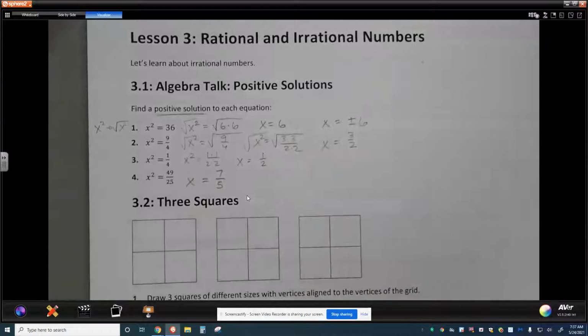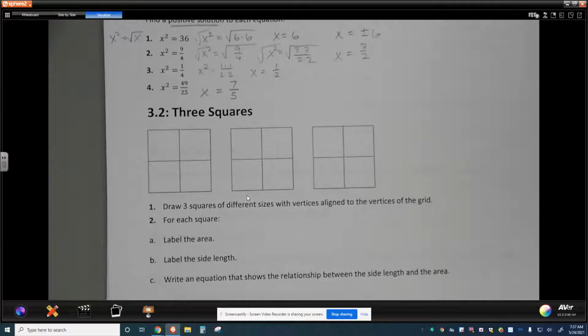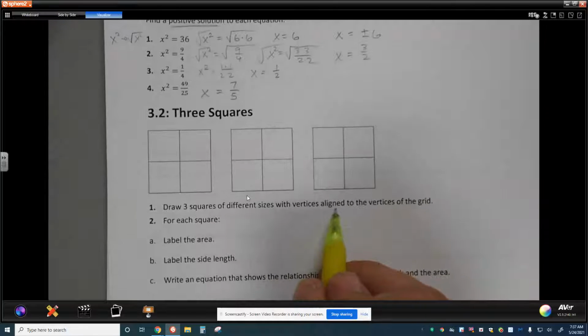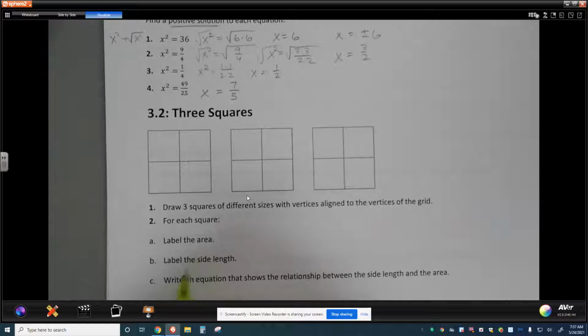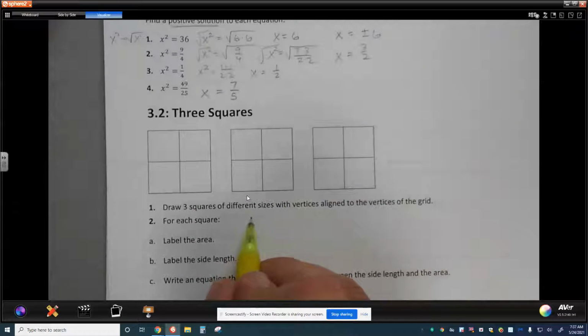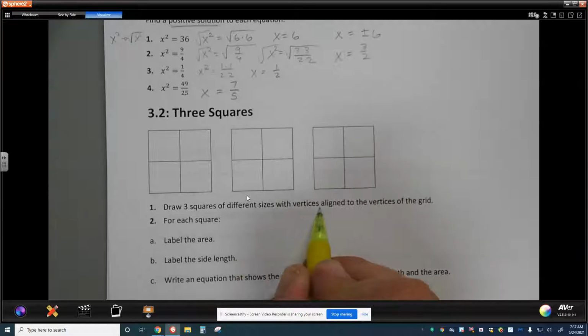For this next one, we're supposed to draw 3 different squares of different sizes with vertices aligned to the vertices of the grid. For each square, label the area, label the side length, and write an equation that shows the relationship between the side lengths and the area. So the key thing is that we have 3 squares of different sizes with vertices aligned to the vertices of the grid.